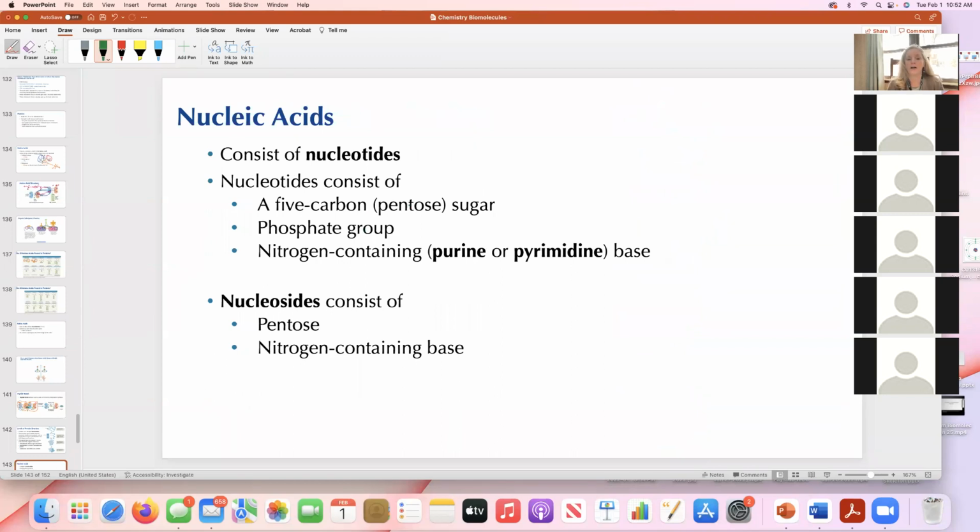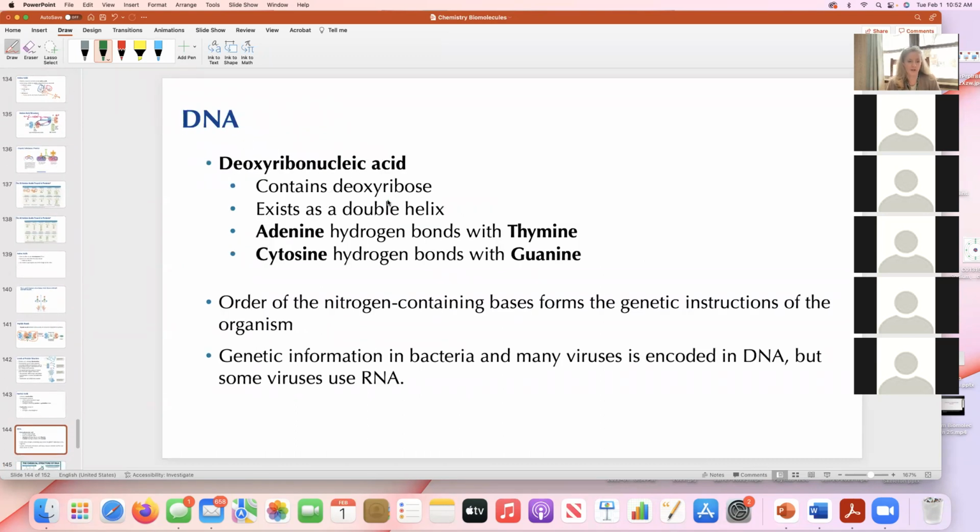All right, so let's talk about nucleic acids. Nucleic acids are made of nucleotides. And what are nucleotides then, you say? Nucleotides are made up of a 5-carbon sugar, a phosphate group, and a nitrogen-containing base, all right? When you have just the sugar and the nitrogen-containing base by itself, we also call that a nucleoside. So let's start looking at some of these.